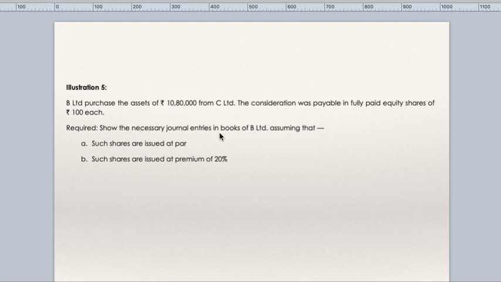We are required to show journal entries in the books of B Limited assuming that such shares are issued at par, that means at 100, and such shares are issued at premium of 20%. Shares are issued at 20% premium, so issue price will be 100 plus 20. 20% of 100 is 20. So issue price is 100 face value plus 20 securities premium, 120. While passing journal entries, you have to be very careful. First, you need to calculate number of shares in both the cases A and B.